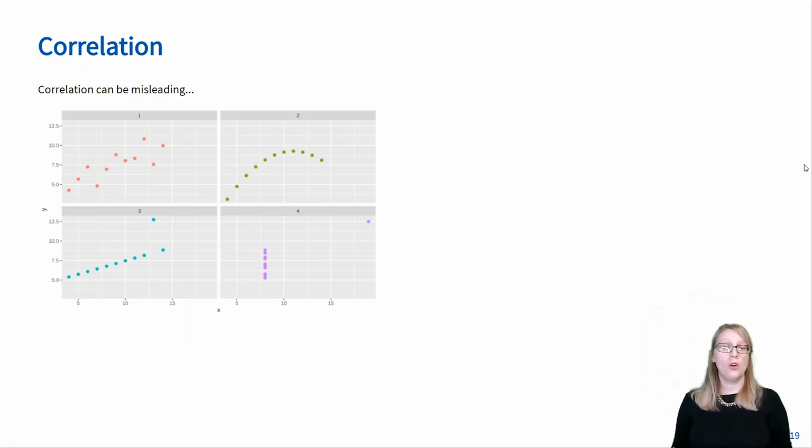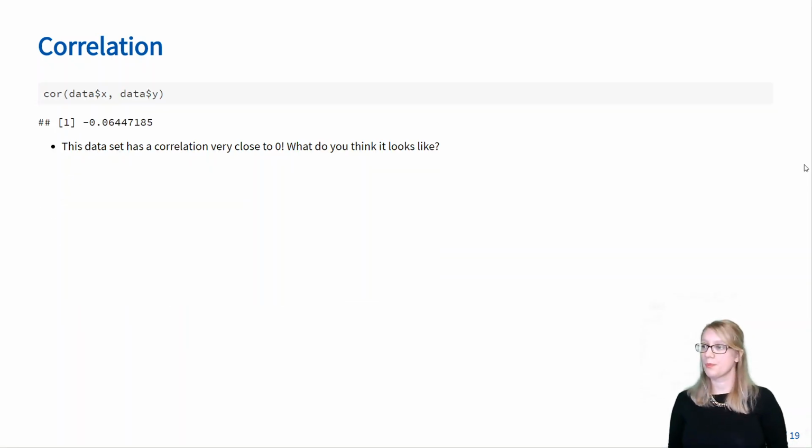With data set 4, the final data set, all of the points actually have no relationship. As y is increasing, nothing's happening to x. X is the same for all data points except for 1. Now again, all of these data sets have the same correlation. So the value of correlation on its own doesn't necessarily indicate a strong linear relationship.